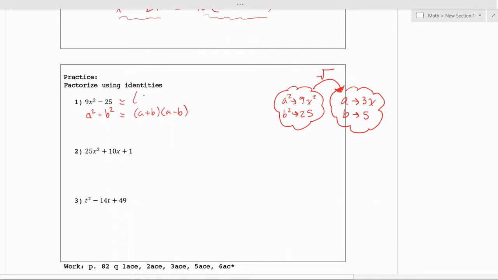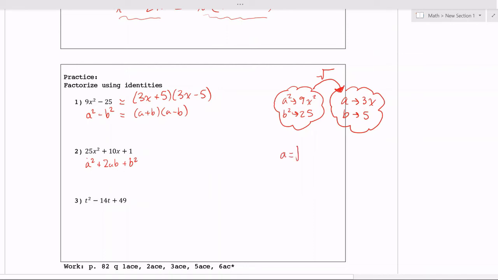So now just look over to my cloud and copy some terms. Second question, again, some terms with a and b. I'm going to look at the first term and the last term because I recognize this as a squared plus 2ab plus b squared.